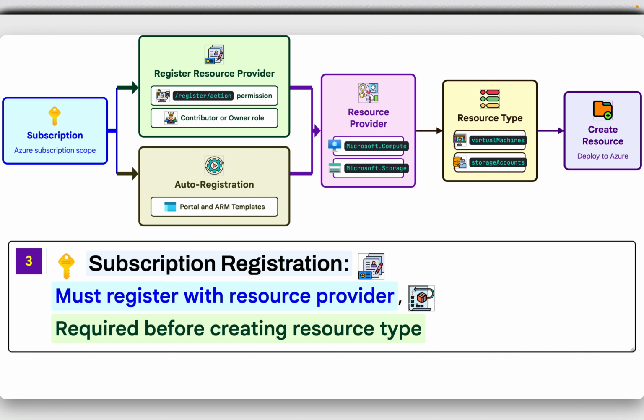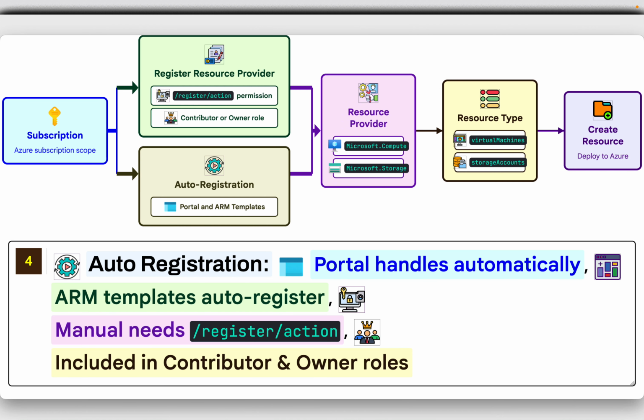A subscription must be registered with the relevant resource provider before you can create that resource type. This registration is required before creating any resource. The Azure portal and Azure Resource Manager templates handle resource provider registration automatically. For manual registration, you need the /register/action permission, which is included in the Contributor and Owner roles.